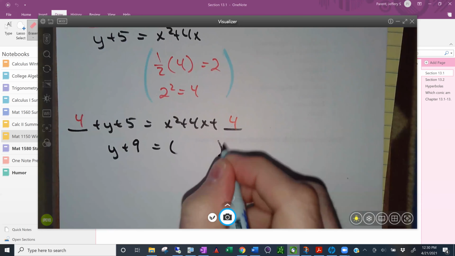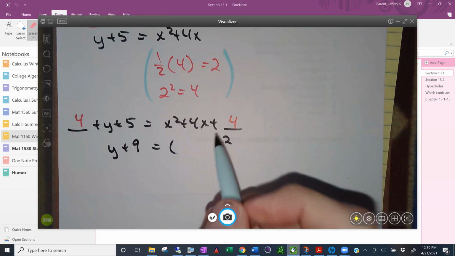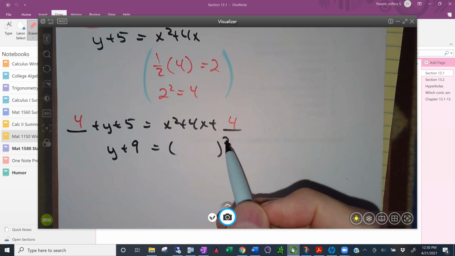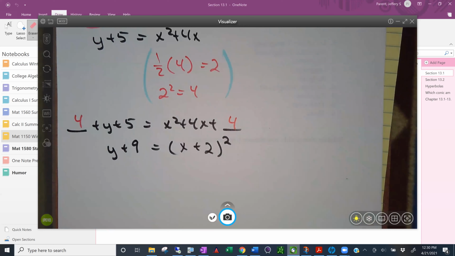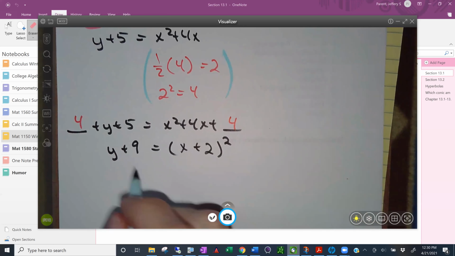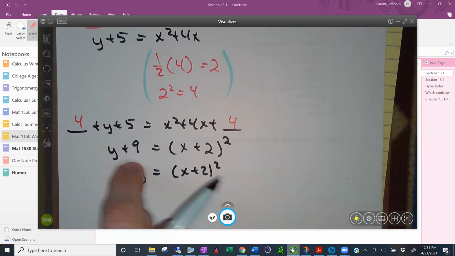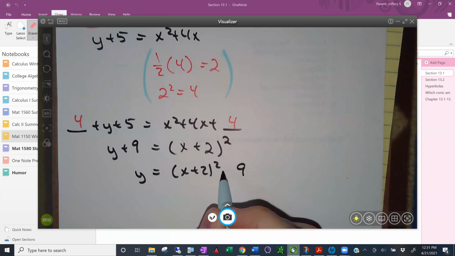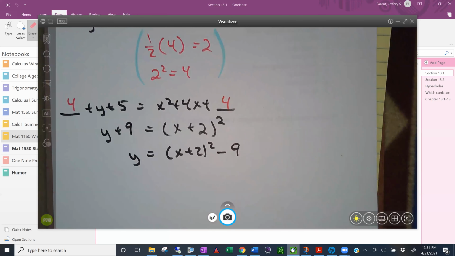And the right-hand side is now a perfect square. What do I square to get the right-hand side? X plus 2. Excellent. X plus 2 squared. There's one last thing that I need to do, and that's to get y by itself, so I'll move the 9 to the other side. When I put it on the right-hand side, what happens to that 9? It turns into a -9. Awesome, thank you, Courtney. And that's your equation. Great.